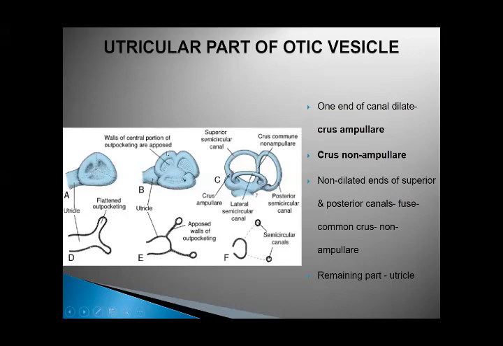However, to begin with, every semicircular canal had 2 crura, a crus ampullare and a crus non-ampullare. 6 had formed. But with the fusion of the superior and posterior crus non-ampullare, you have 5 crura.